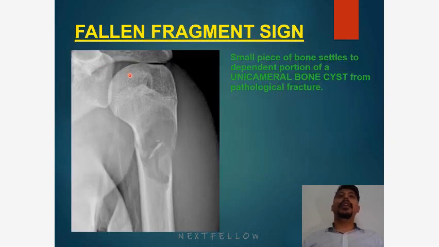Fallen fragment sign. So this is the humerus, and this is the shoulder joint where we can appreciate a small piece of bone has settled to the dependent portion. This is because of the pathological fracture seen in the radiolucent lesion in the proximal shaft of the humerus. So this is the unicameral bone cyst or the simple bone cyst with the fallen fragment sign within.